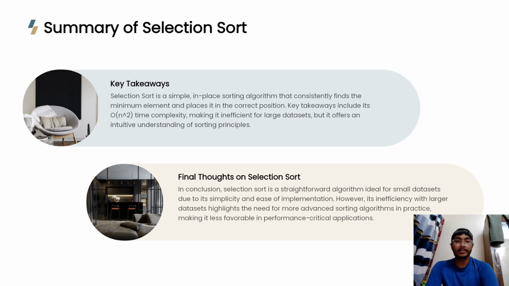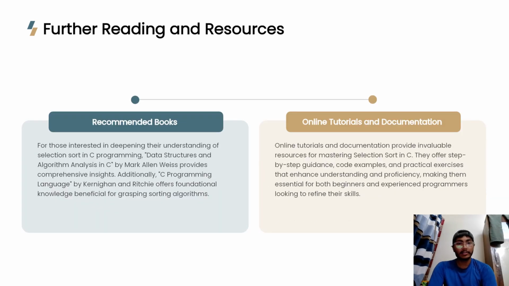Final thoughts on selection sort. In conclusion, selection sort is a straightforward algorithm ideal for small datasets due to its simplicity and ease of implementation. However, its inefficiency with larger datasets highlights the need for more advanced sorting algorithms in practice, making it less favorable in performance critical applications. Further reading and resources.